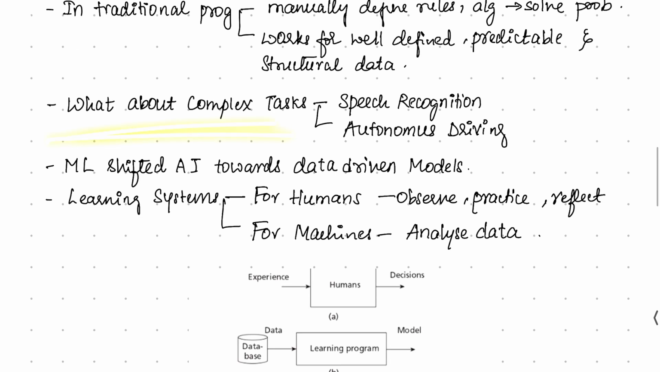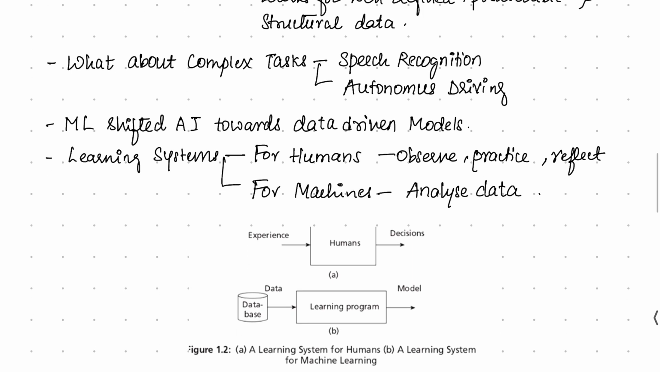What about the complex tasks? Complex tasks like speech recognition, autonomous driving, or any medical operation. In such cases, it is not practical to make use of traditional programming, right? So earlier AI efforts were made on the expert systems, but again those failed. That's when ML emerged. Machine learning shifted AI towards data-driven models.